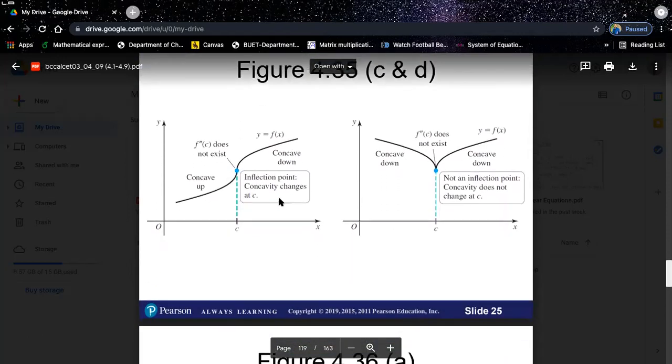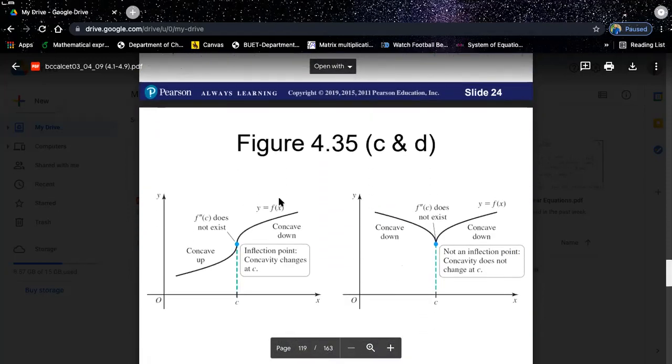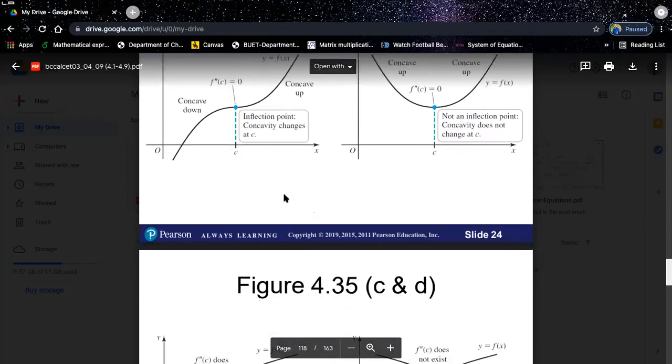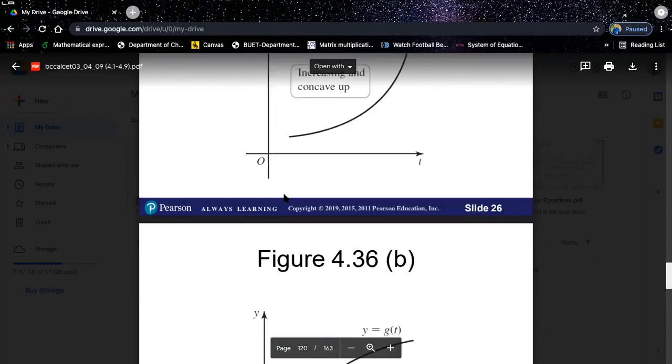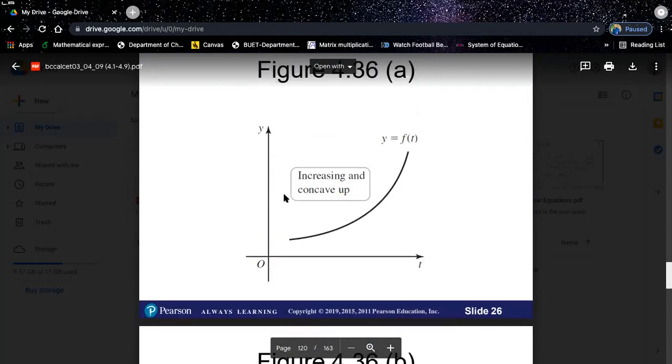Is there any other examples? Yeah, I think you can always come back to these graphs. Just remember, it's 4.3, slide 24, 25, or the entire slide, I would say. Yeah, 26, 27. These are good examples as well.